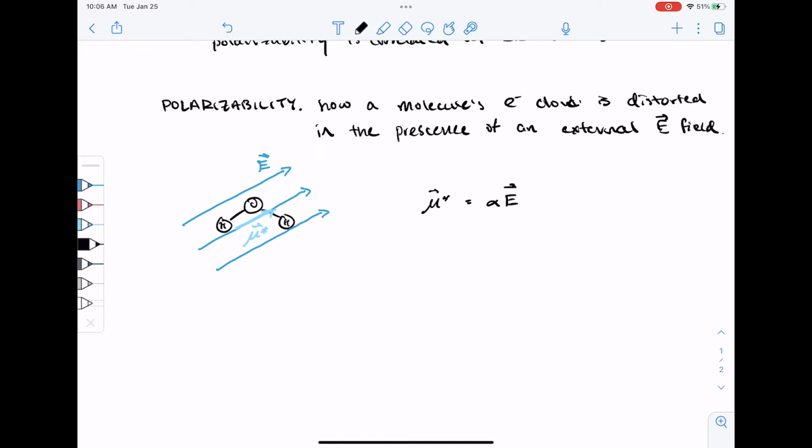So what is alpha? This proportionality constant here, alpha, is the polarizability. And this makes sense because the greater the polarizability, the greater the induced dipole will be in the presence of an equivalent electric field.